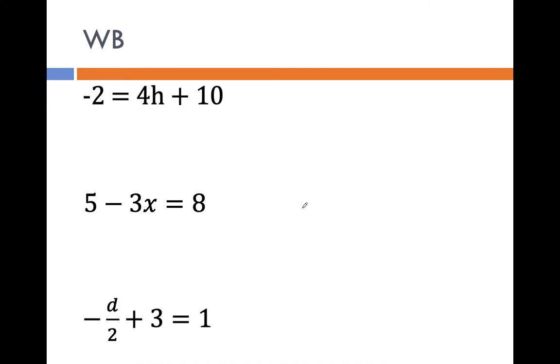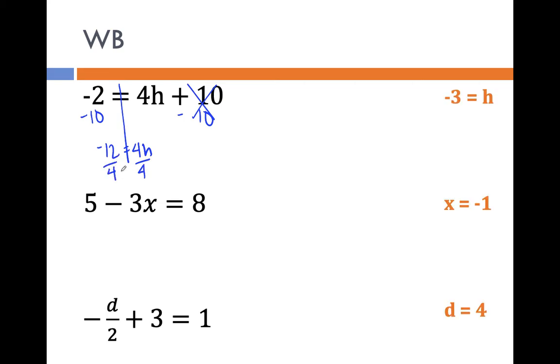Okay, before we move on to the second set of examples, the last two examples in your notes, let's try some of these on your whiteboard or on a piece of scratch paper and choose the correct answer. For question number 1, you should do minus 10 on both sides. That'll cross out this 10, and you end up with negative 12 equals 4h, and then you divide by 4, which gives us an answer of negative 3 equals h.